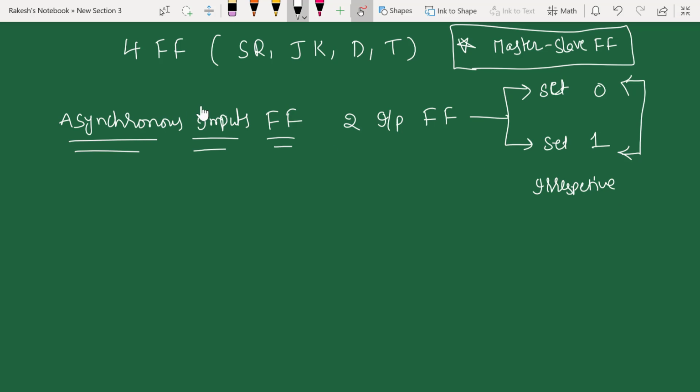These asynchronous inputs are going to set the flip-flop output to 0 state or 1 state irrespective of your input conditions. You don't have to care about the input condition. You can always set your flip-flop to 0 state or 1 state. So this will be useful. These asynchronous inputs will be useful to start your counter, to start the counter value from 0 onwards.